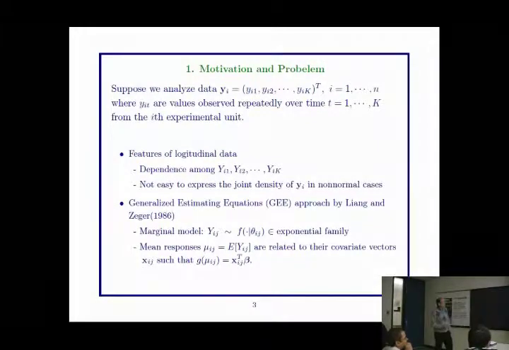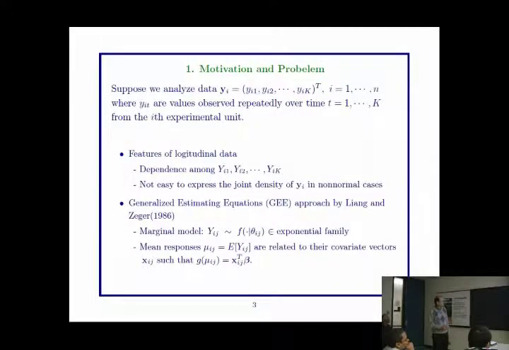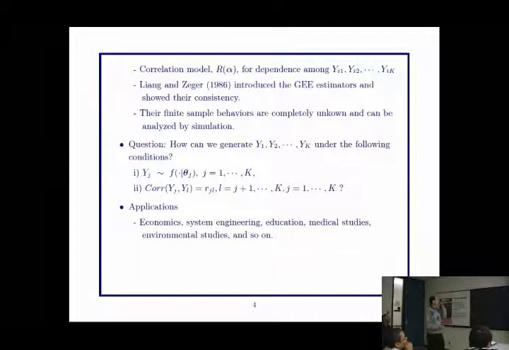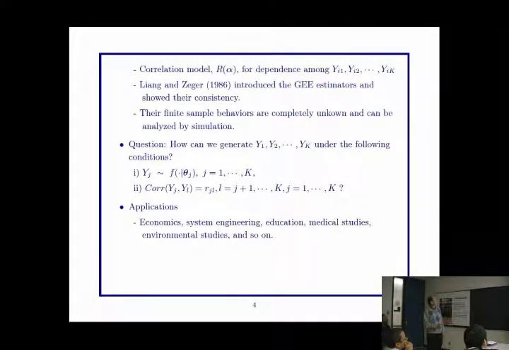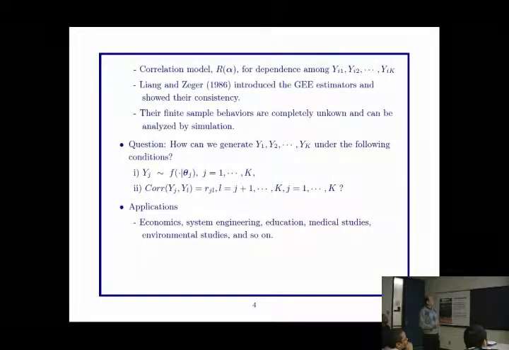And they try to model the mean as a linear function of covariates, and they need a certain function here to match the range of these two parts. That kind of function g is called the link function. That is a very well-known concept. They also consider a correlation model with parameter alpha. So depending on the number of parameters here, they can make a lot of different types of correlation structure. So using the marginal model and this correlation model, they applied a kind of quasi-likelihood approach to get GEE estimators. And these GEE estimators are asymptotically efficient.